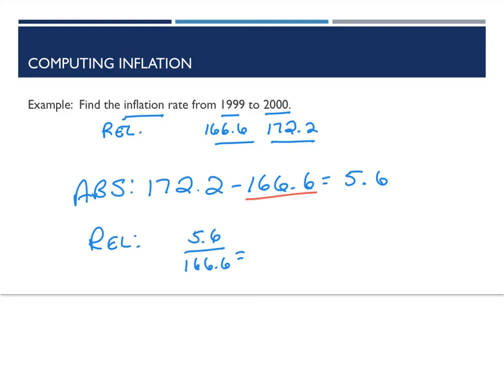So I take 5.6 and divide it by 166.6, and that answer is one of the few times I want you to go to 4 decimal places. Sometimes this rate of inflation is so small that unless you go to 4 decimal places, you might not even notice it. So when I turn it to a percent, because a rate should be stated as a percent, I move my decimal point over 2, and this would be 3.36%.